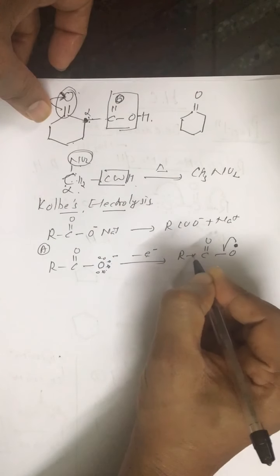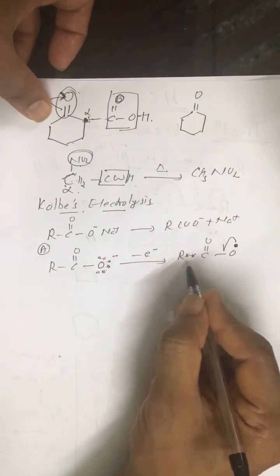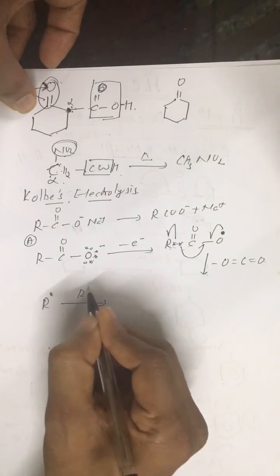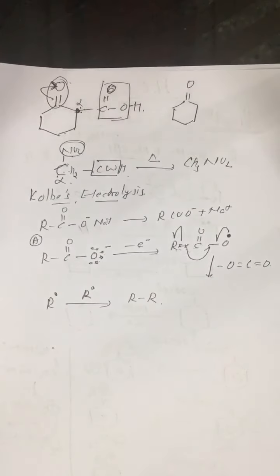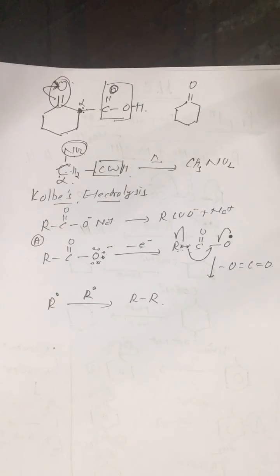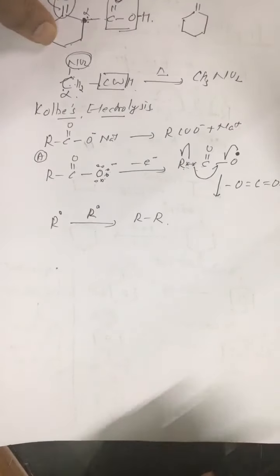Look at this electron pair between R and carbon. 1 electron goes here and 1 electron goes here. So this is the removal of CO2, and we get R free radical. This R free radical combines with another R free radical to produce R-R, an alkane. So this is the basis of Kolb's electrolysis.